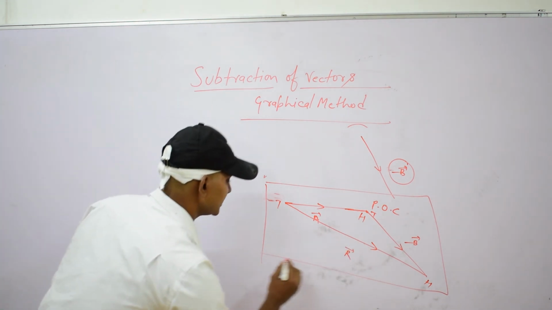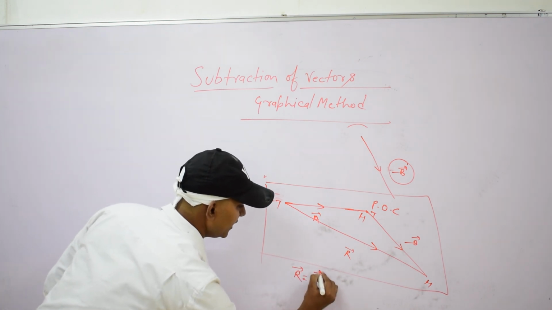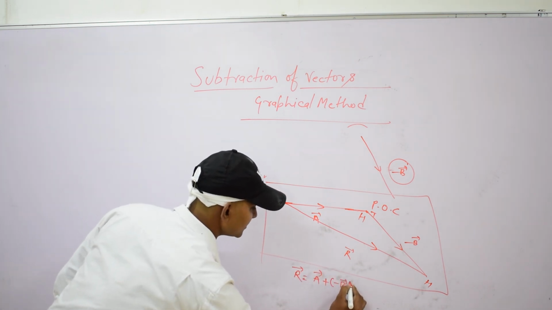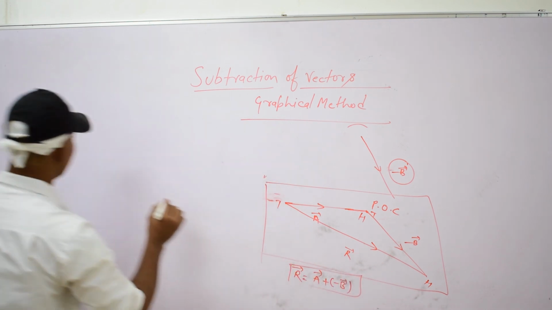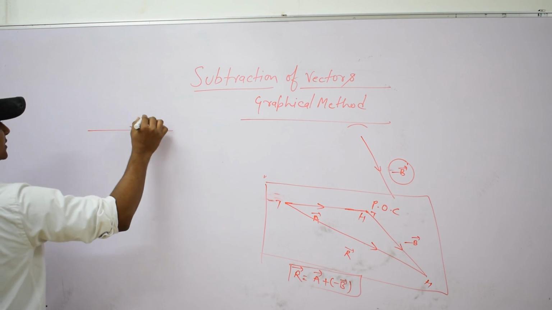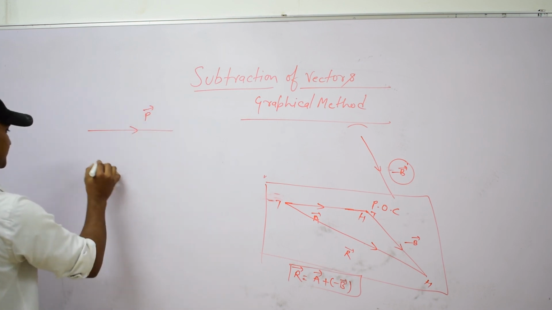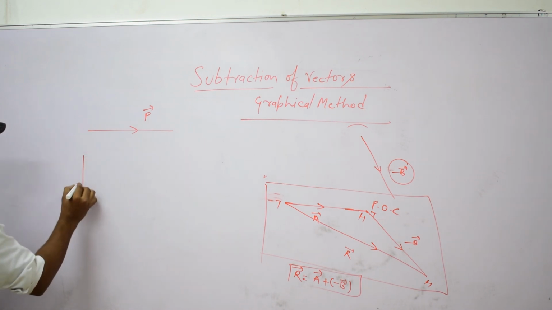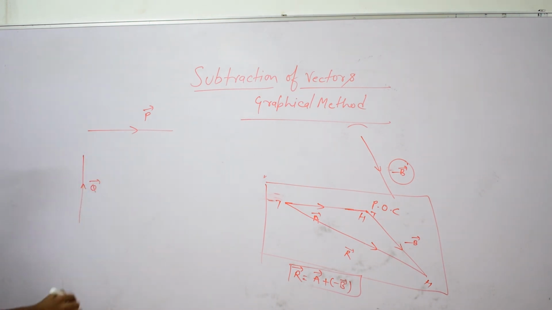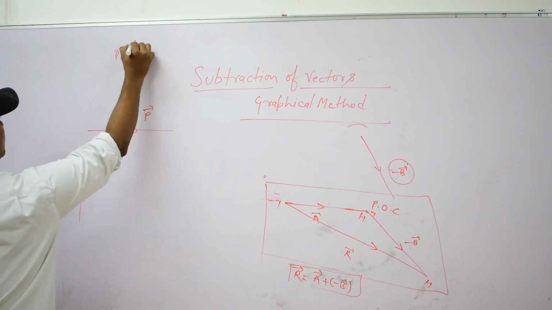So in general we can just write: R is the resultant and that will be equal to A plus or minus B. Okay. Let's suppose one vector is like this. This is our vector P and the other vector is like this. This is our vector Q and we have to perform an operation P minus Q.